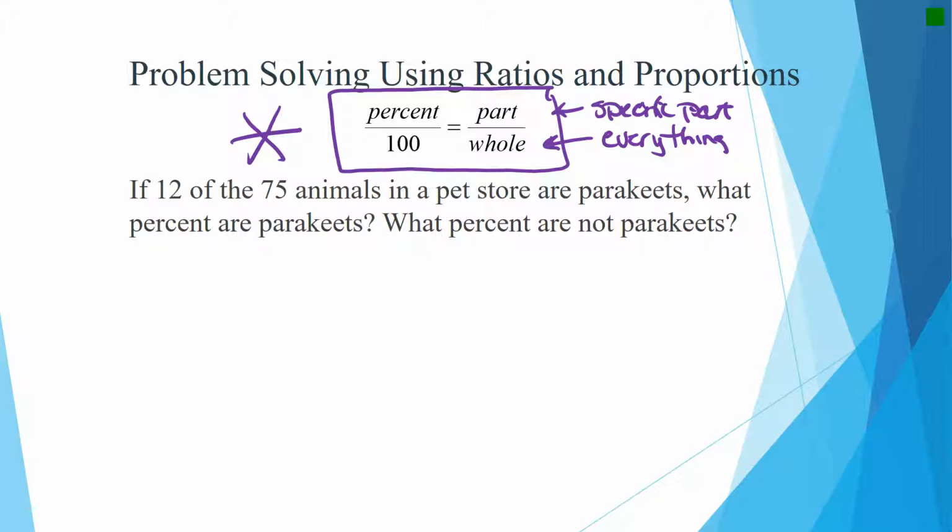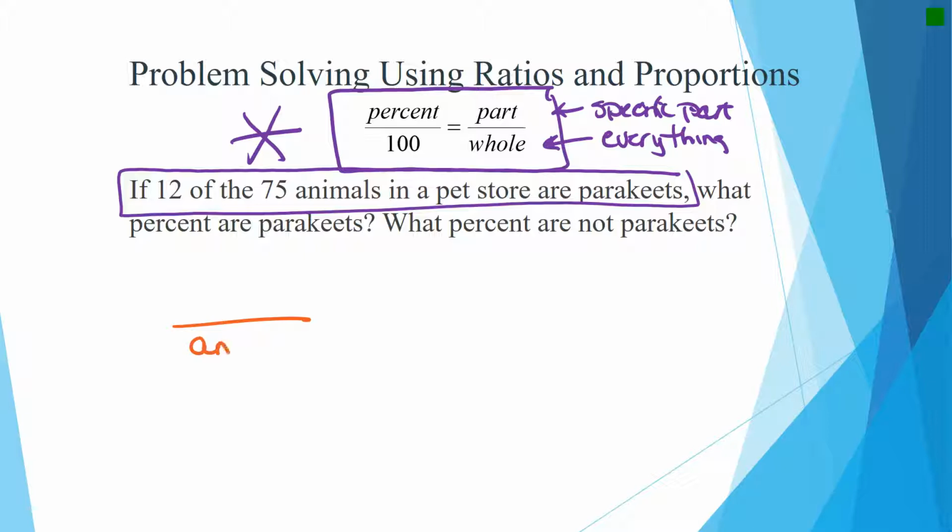So here's what we've got. And you're going to go by the first sentence here. Here's your first sentence. If 12 of the 75 animals are parakeets. So what are the two things I've got? I've got animals and I've got parakeets. Which one's the whole? Which one's everything in the pet store? It would be the animals. That's your whole. What's the part? The specific part we're talking about here is the parakeets.